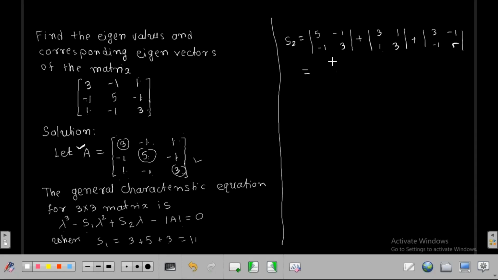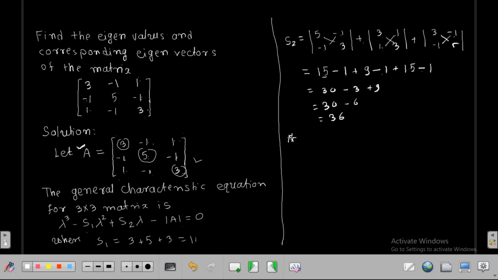Now simplify this to solve the determinants. First multiply two numbers: 5 into 3 is 15, minus, then multiply these two numbers: -1 into -1 is plus 1. Then plus, multiply 3 into 3, which is 9, minus 1 into 1 is 1. Then plus, multiply 3 into 5, which is 15, minus -1 into -1, both negative, so plus 1. Now do the calculation: 15 plus 15 is 30, then -1 -1 -1 gives -3, then plus 9. So 30, then -3 plus 9 is -6, so we get 36.